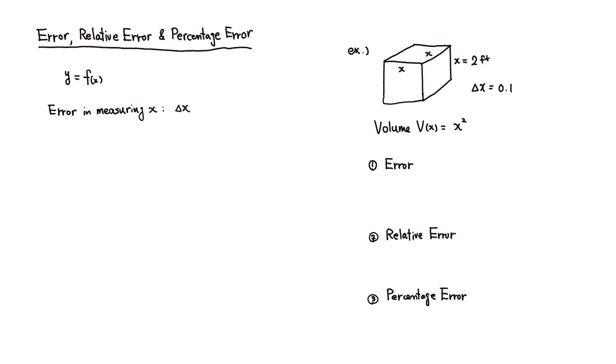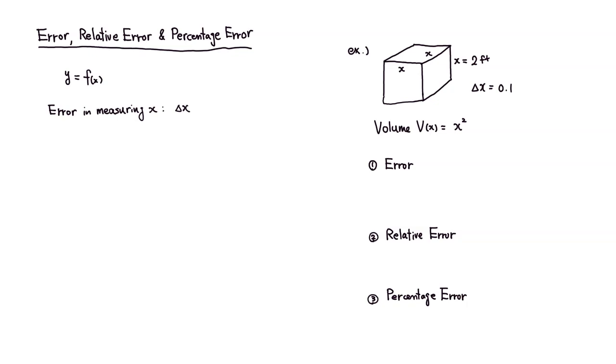All right, let's look at error, relative error, and percentage error. If you're measuring something, the length or volume or whatever, and of course, if you're doing it manually, there's always going to be an error. Let's say you measure one side of a cube and you have a certain error, and you want to see how much of that error corresponds to the error in computing the volume of the cube.